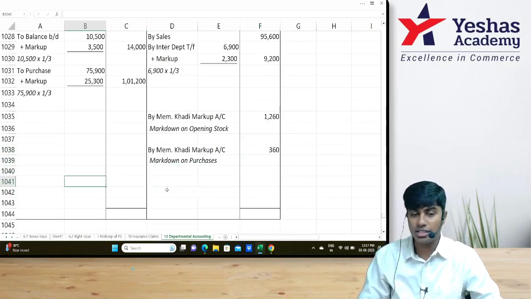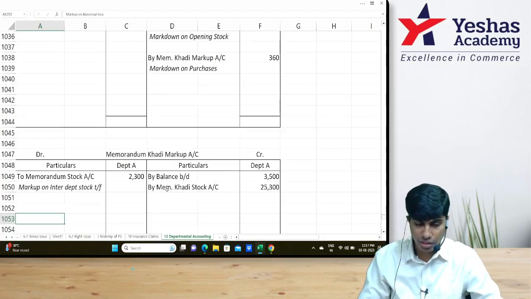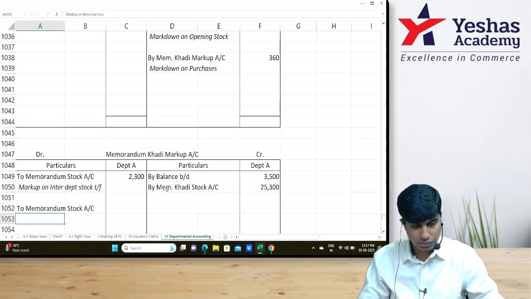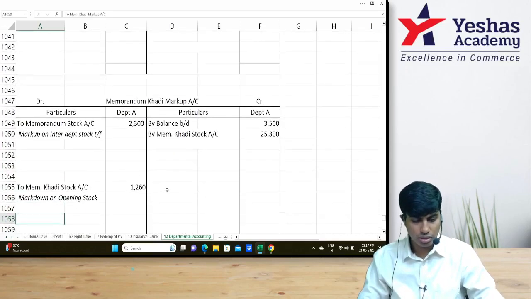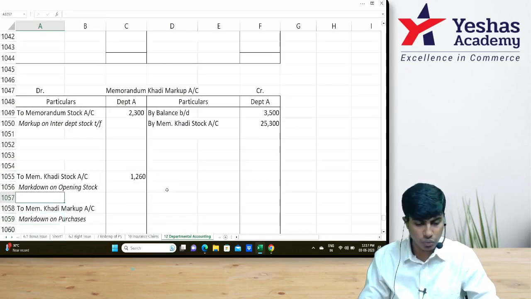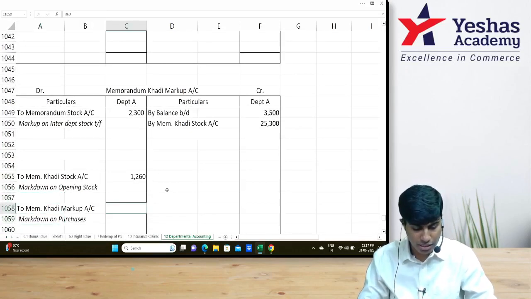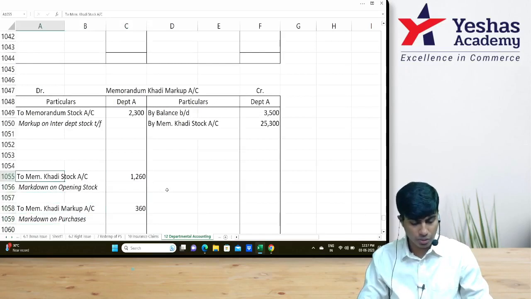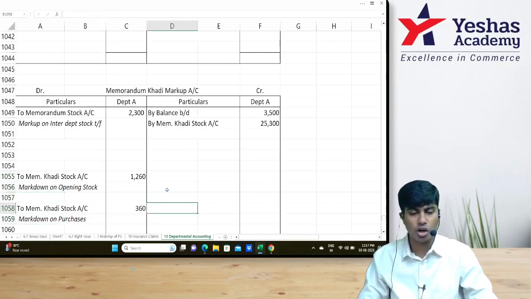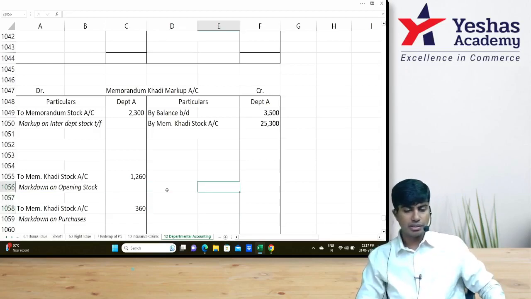Where else do I have to write this? Very good. Come on, let me write here on the debit side. Memorandum Khadi stock account. How much is marked down on purchases? 360. Any doubt? Please respond. It should be memorandum Khadi stock account. Am I right? Yes.